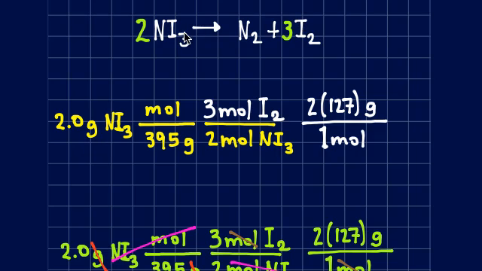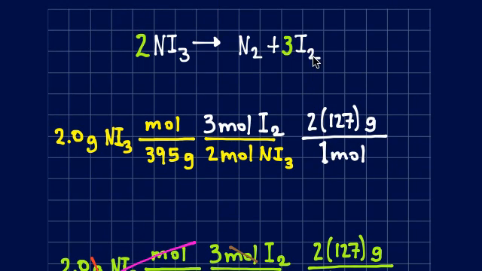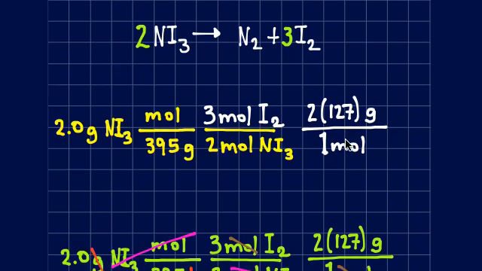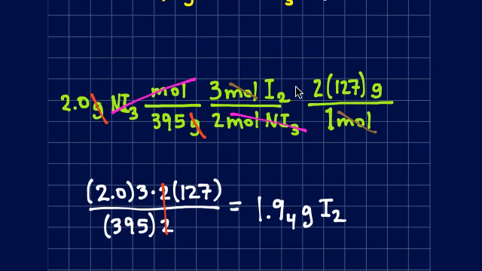Again, same reaction. 2 of these, 1 of these, 3 of these. I kept it at 2 grams NI3. So here I did the same thing as before. I converted 2 grams of NI3 into moles of NI3. But then I put 3 moles of I2 on the top, trying to discover how much iodine I would generate. And there are 2 iodine atoms in an I2, so 2 times that. My math would be something like this: 2 times 3 times 2 times 127, divided by 395, and also divided by 2.